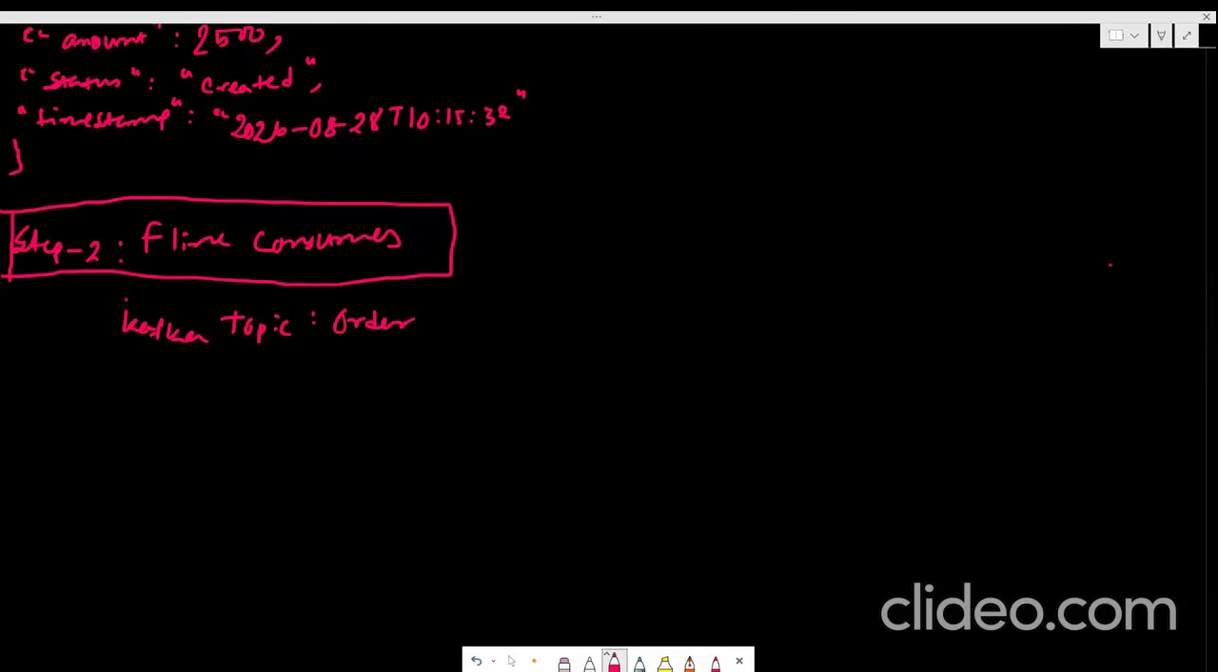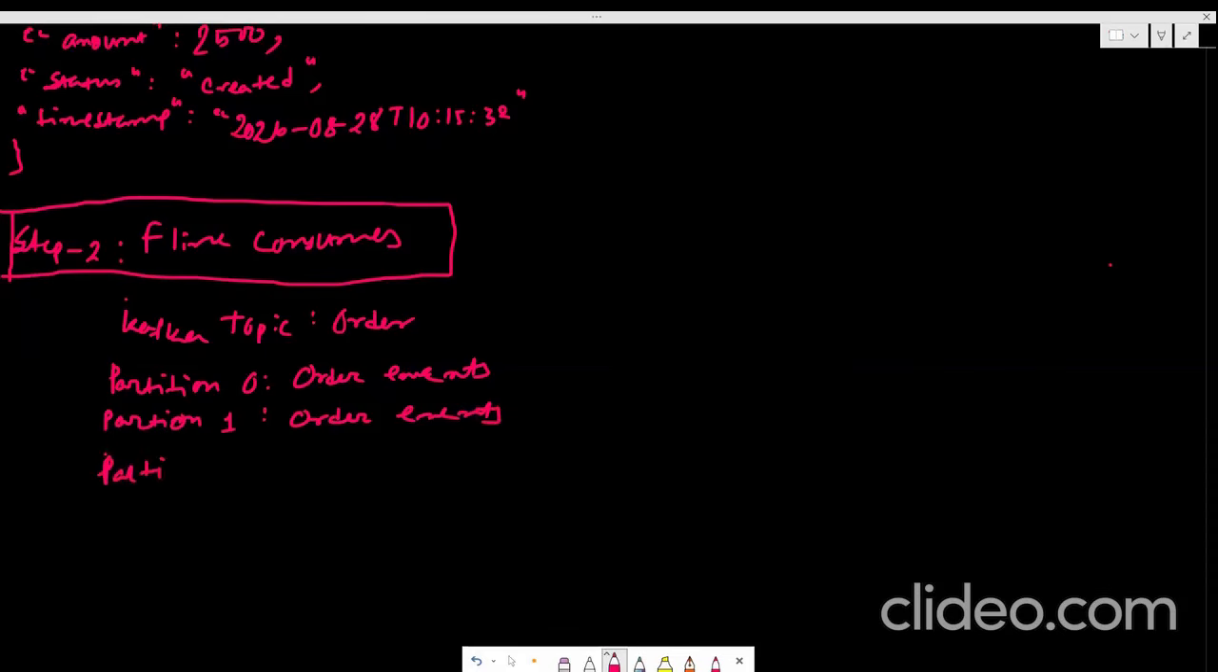Now, in the Kafka topic, there are several partitions. So in partition 0, there are some order events. In partition 1, the second partition, there are also some order events. And in partition 2, there again are some order events. As our topic is order, the order events will always be there for each partition. So Flink basically distributes these events across parallel operations.